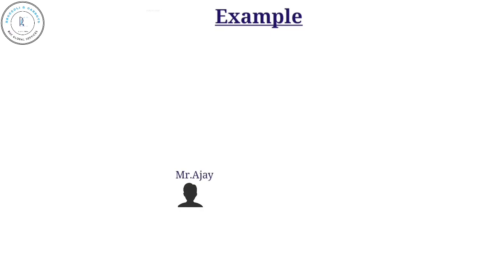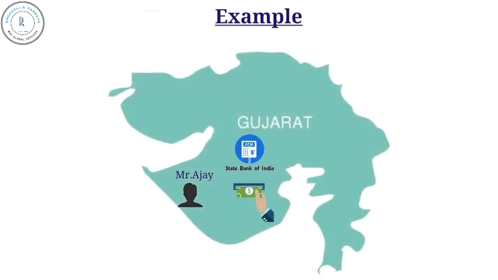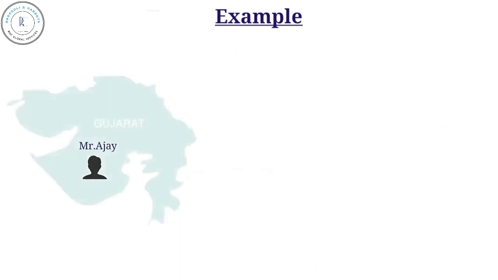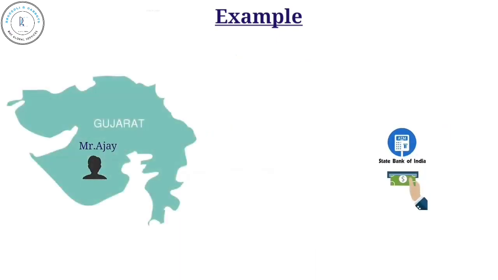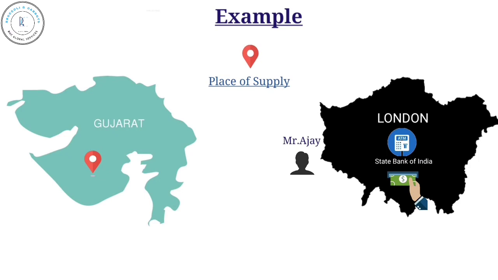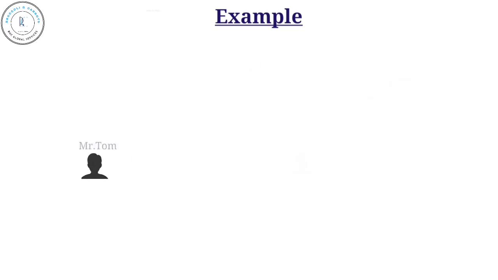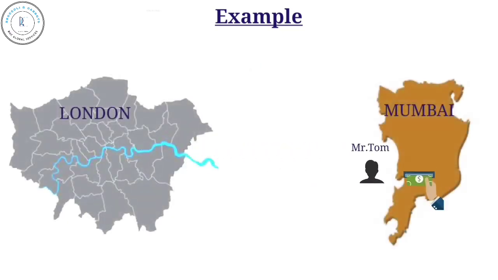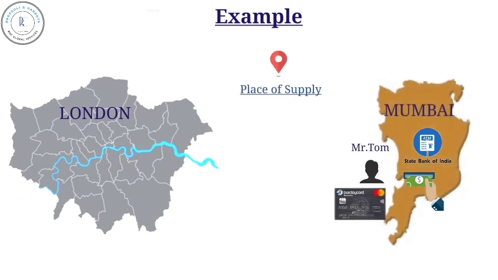Example: Mr. AJ, Gujarat, withdraws money from SBI ATM in Gujarat. Place of supply will be Gujarat. CGST and SGST will be levied. Mr. AJ, Gujarat, withdraws money from SBI ATM in London. Place of supply will be Gujarat, the location or address of the recipient, as per the records of the service provider. IGST will be levied. Mr. Tom from London visits Mumbai and withdraws money from SBI ATM using his Barclays card. Place of supply will be Maharashtra, as address is not available, the location of the service provider. CGST and SGST will be levied.